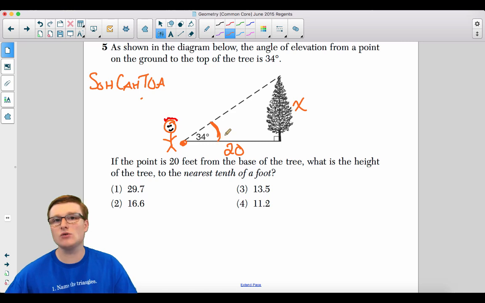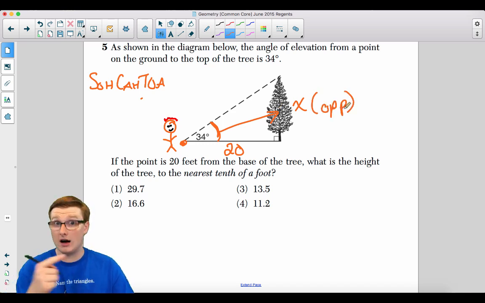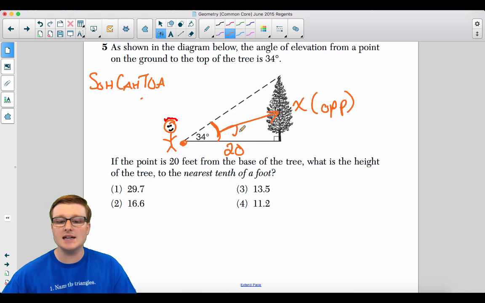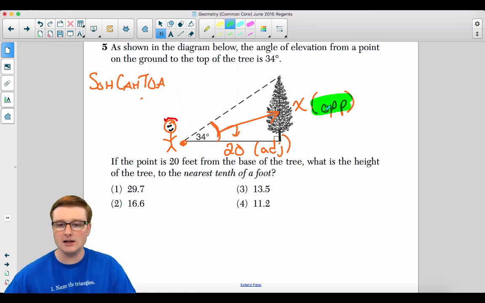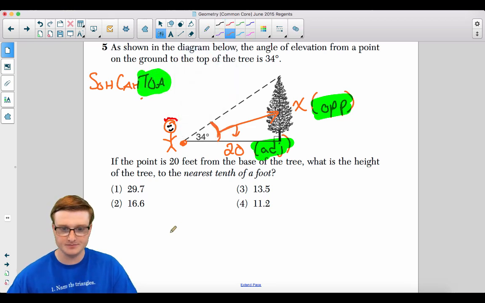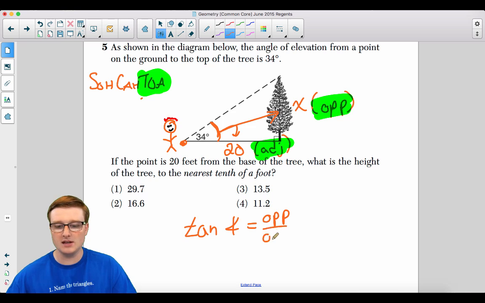Now, this angle right here, that's called your reference angle. So now you need to determine what are these two sides in reference to the reference angle. Well, side x is going to be your opposite side because it's across from that angle. And the side next to it is called your adjacent side. Adjacent means next to. So if we have an O and an A, we're using tangent. We're using TOA, tangent. So the form of this is going to be the tangent of some angle is equal to the opposite over the adjacent.